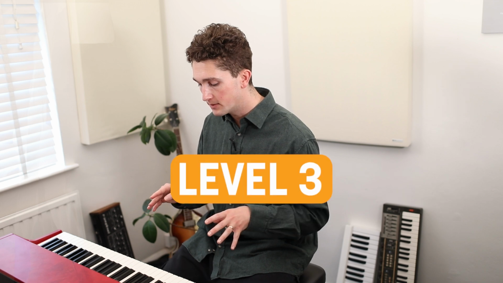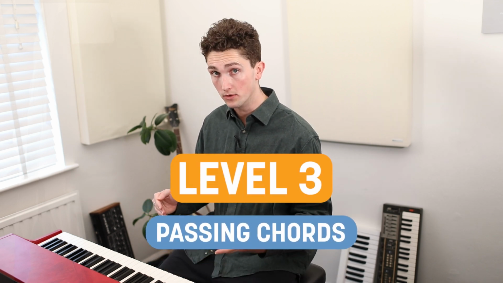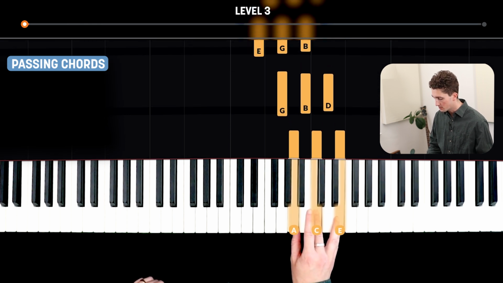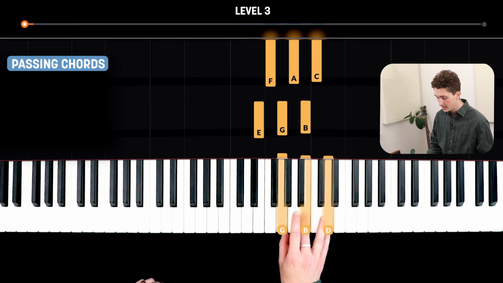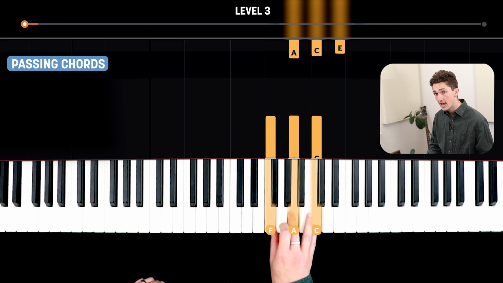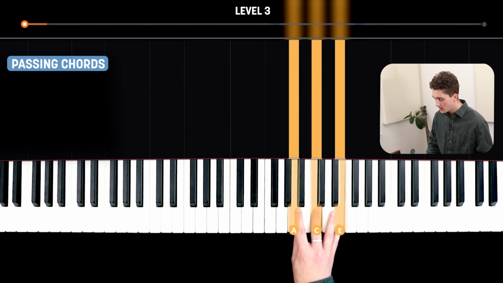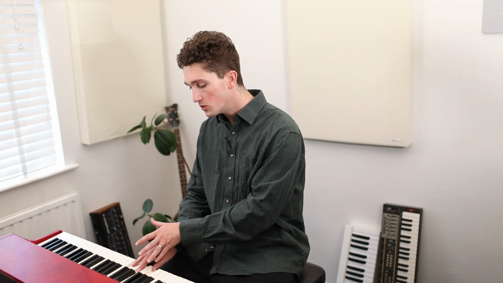Right, so let's crack into level 3. And level 3 is going to involve what I call passing chords. So taking it back to level 1, this is our basic chord progression, right? A minor, G, E minor, F. But what if we added chords in between each of those chords? And we could do that to smooth out the movement of the chord progression.